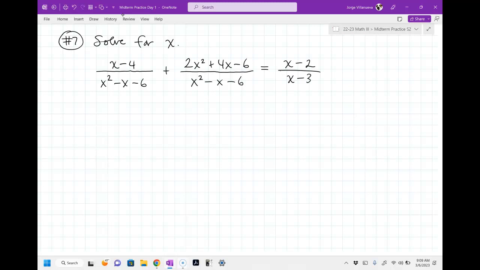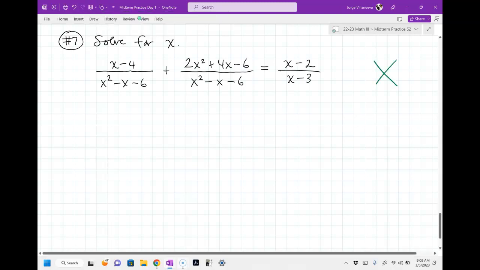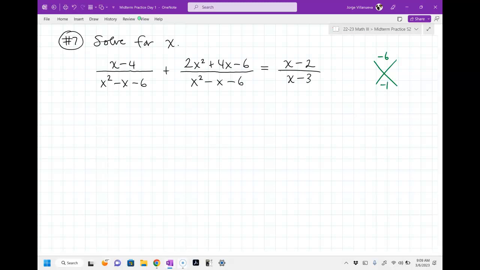Now, if you notice, x minus 3 on the very far right side, you cannot factor that denominator on the bottom. But on the left side, x squared minus x minus 6, I can factor that. So let me do that really quick over here on the side. The x squared minus x minus 6 becomes negative 6 and a negative 1. So you're going to use a minus 3 and a plus 2. So this will be x minus 3, x plus 2.